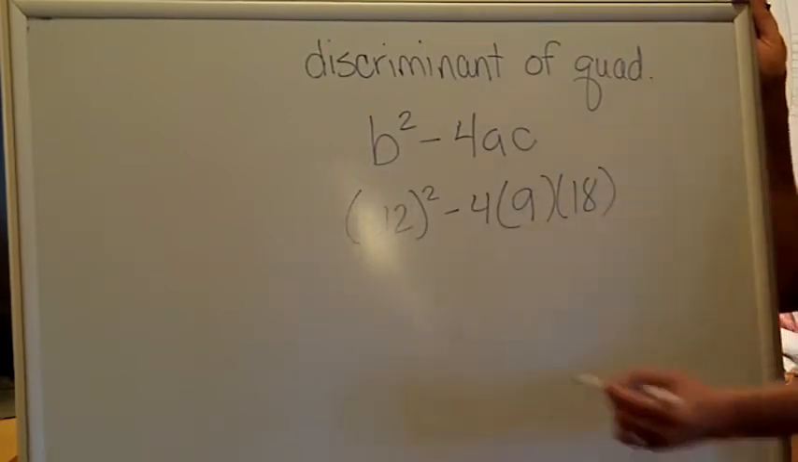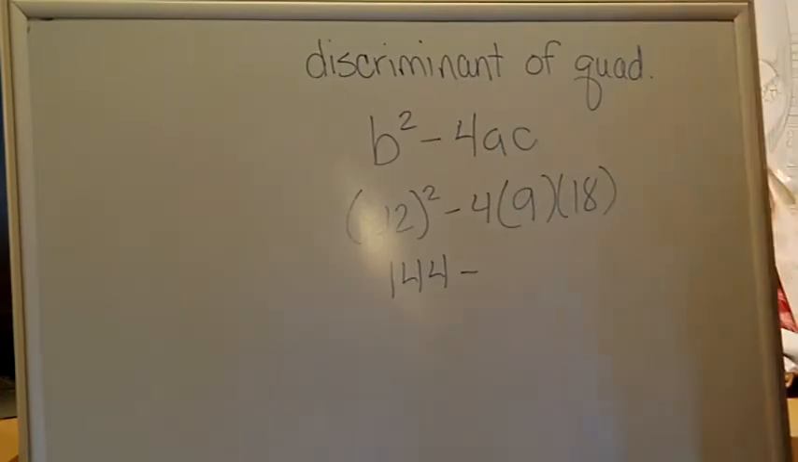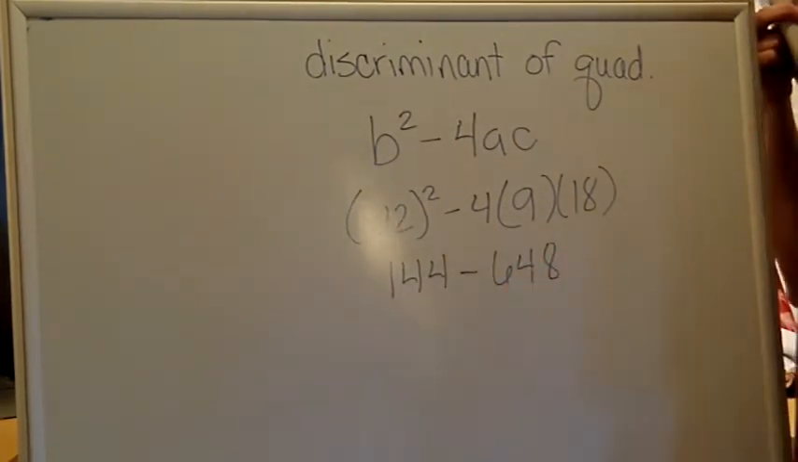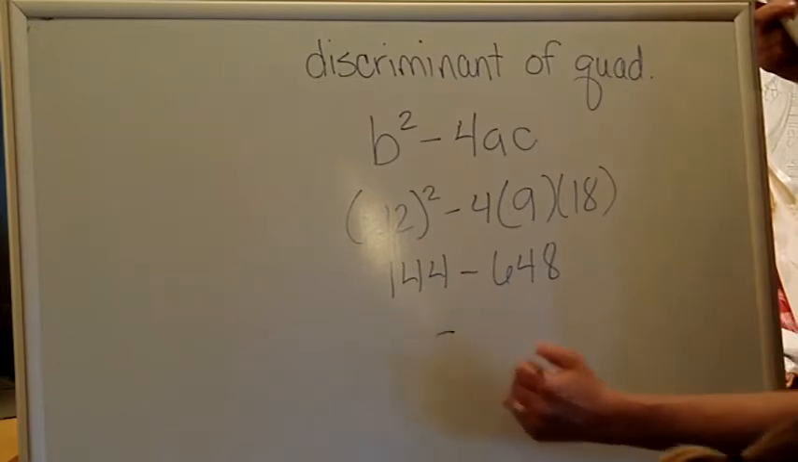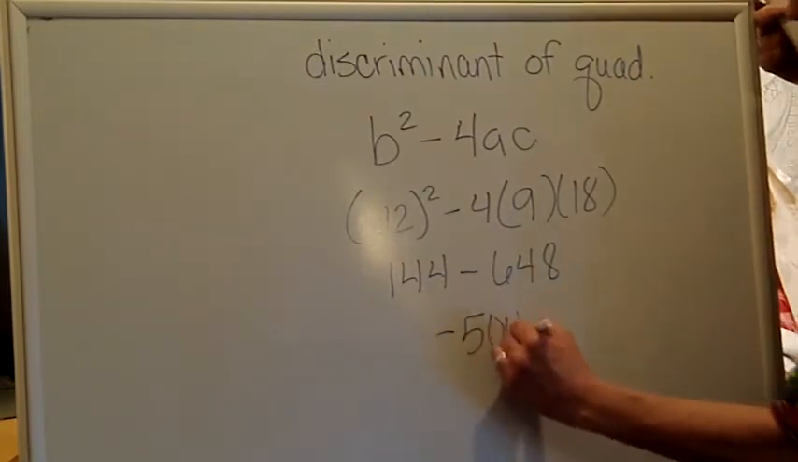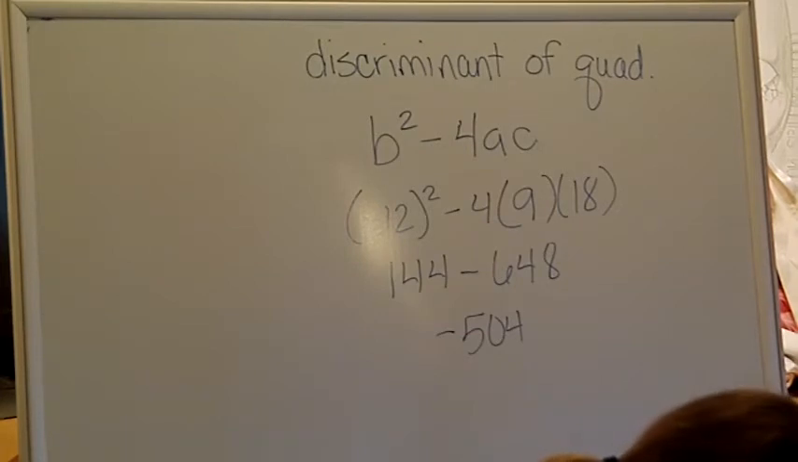Grabbing a calculator, see what you get here. 144 minus something, 648. Okay, that's obviously going to be a negative number. When you subtract it, you get negative 504. Very good. If your discriminant is negative, you're going to have imaginary solutions. So your answer here would be no real solutions.